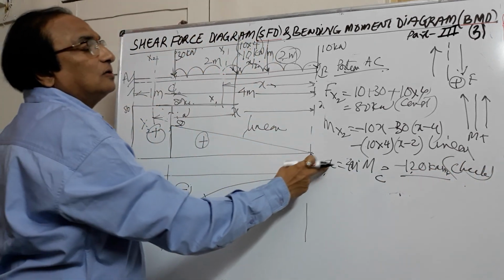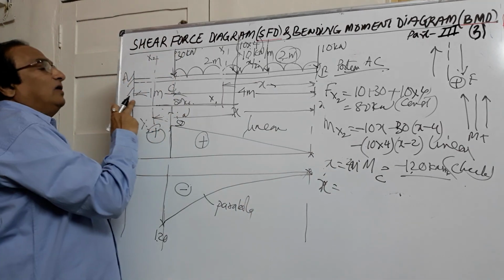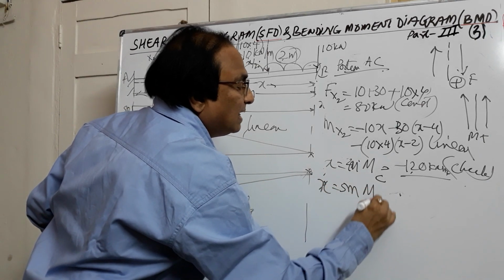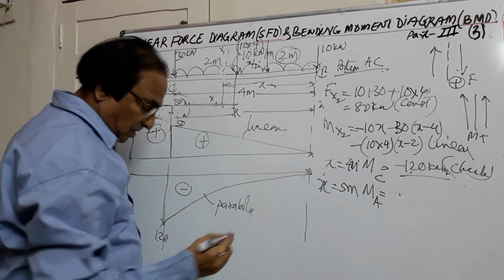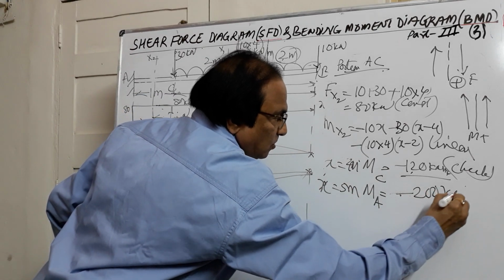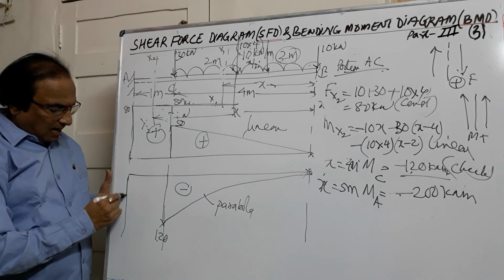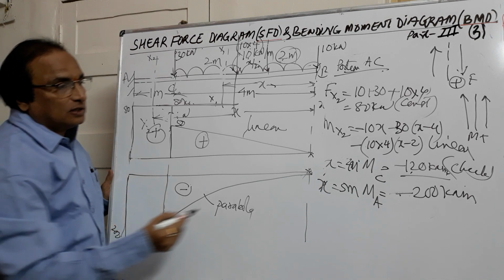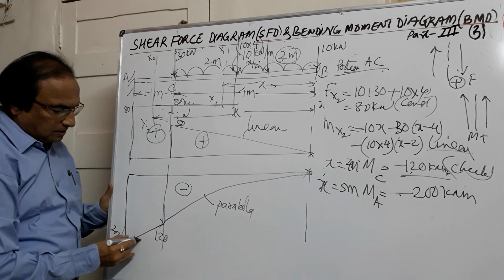This is a check for your calculations. If you substitute x equal to 4 meters in this, and the last value is 5 meters, 4 plus 1, 5 meters, if you substitute that, you get the bending moment at A as minus 200 kilonewton meter. We already got one point here, and 200 minus, you still go down, so this will be 200. You will have to join these 2 points by a straight line, so this is a straight line.